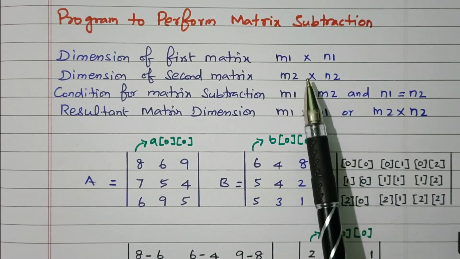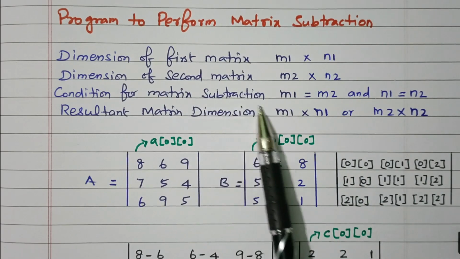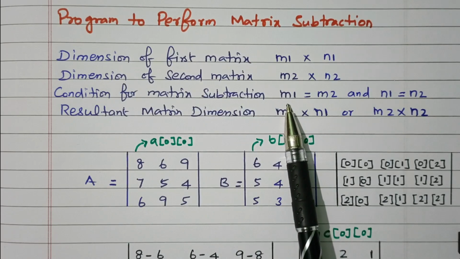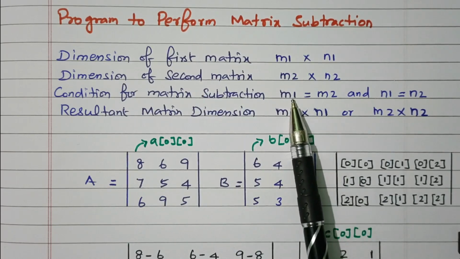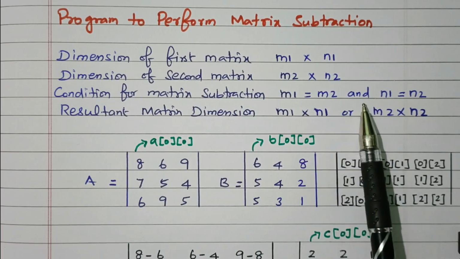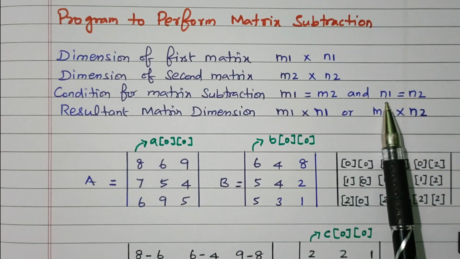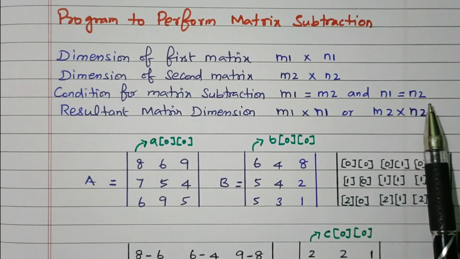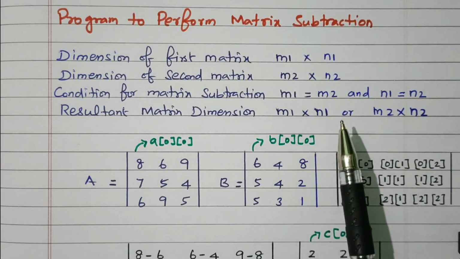In order to perform the subtraction we need a condition. What is the condition? The row size of the first matrix is equal to the row size of the second matrix, m1 is equal to m2. Similarly, n1 equal to n2. The number of columns in the first matrix should be equal to the second matrix. Then only we can perform the matrix subtraction.